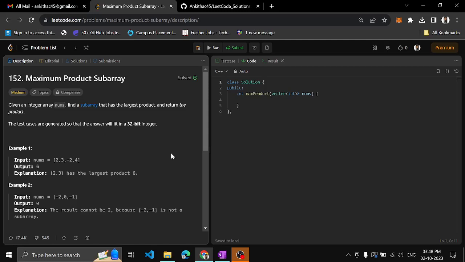In this video, we shall see another problem on LeetCode. Maximum product subarray. So given an integer array, find a subarray that has the largest product and return the product. So let's get started on it.